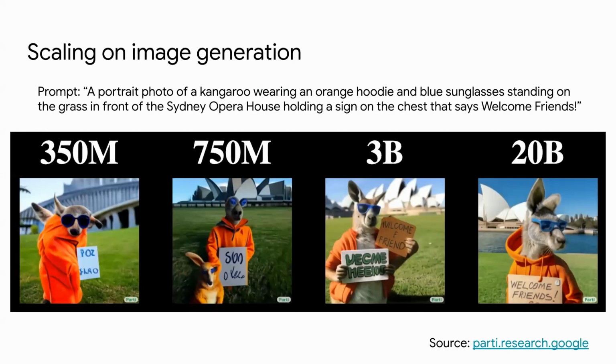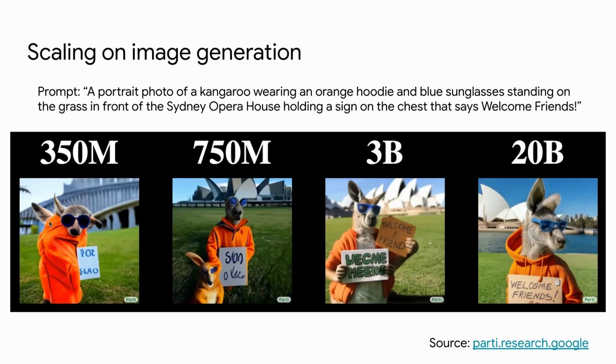These improvements in scale are not just quantitative, they're also qualitative. If you've played with these models and followed their progression, then you must have seen how the results get qualitatively better on text. We see the same on images. This is an example of a model that was trained to do something quite different. It was trained to take in a piece of text as input and generate an image that corresponds to that text. This also happens to be based on the transformer architecture, but it's for a different domain. This is work from Google. You can look at the prompt: a portrait photo of a kangaroo wearing an orange hoodie and blue sunglasses, standing on the grass in front of the Sydney Opera House, holding a sign that says welcome friends.